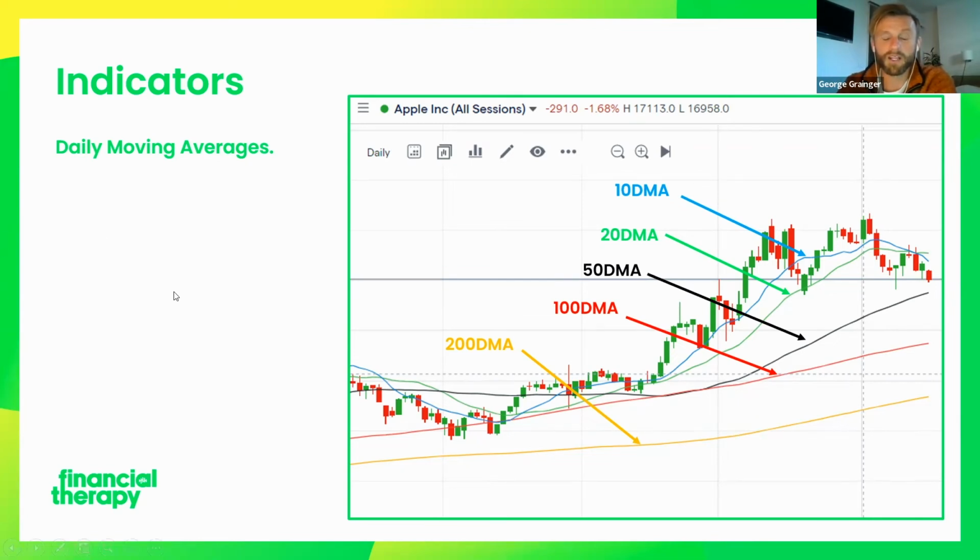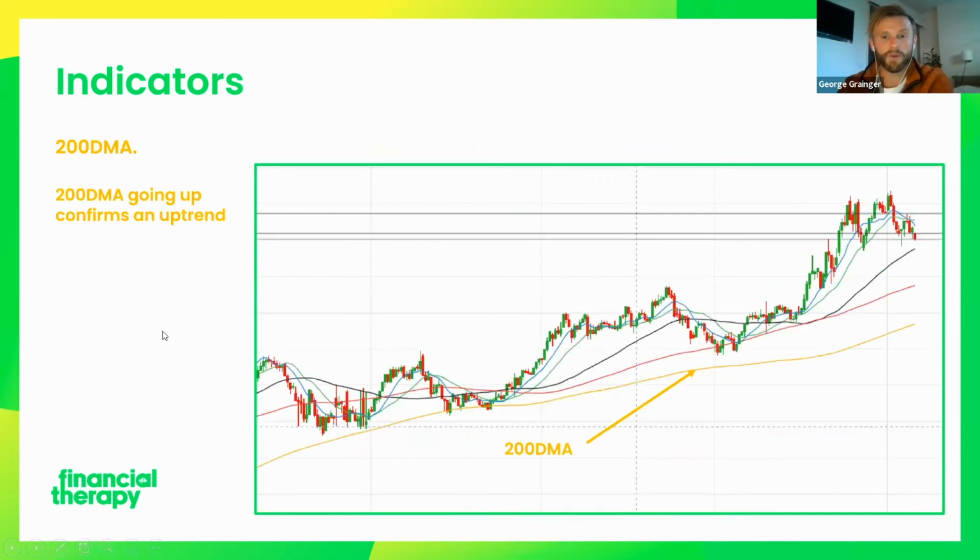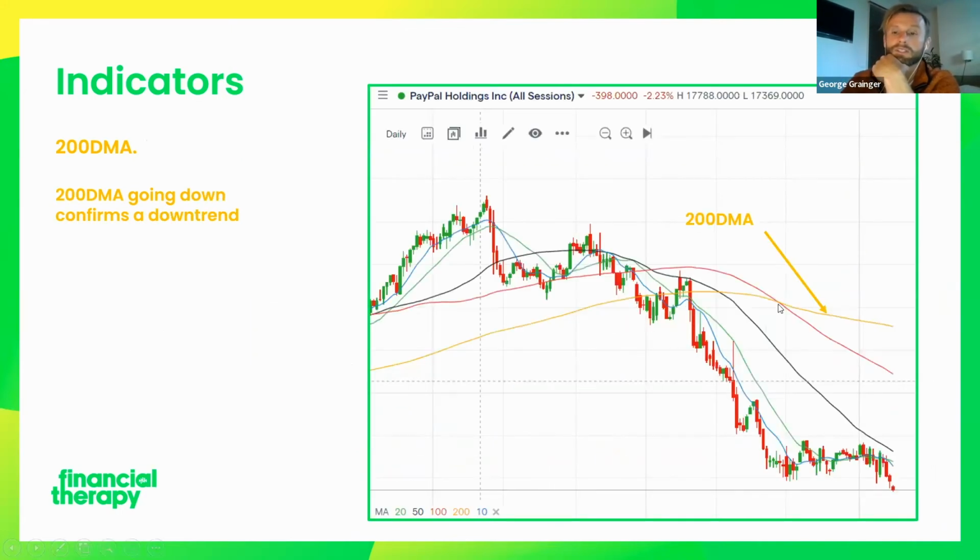I always find when there's been big sell-offs, price will come down to the 200 daily moving average and bounce off. I've seen that quite a few times. And as you'll see on here, I use the 200 daily moving average. If the moving average is going up, that's confirming it's in an uptrend, and if it's going down, it's confirming it's in a downtrend.